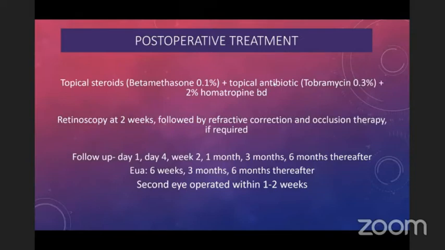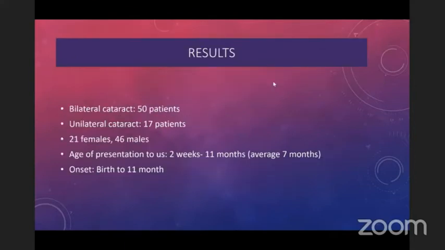Post-operatively, patients were started on topical steroids with antibiotic and homatropine, followed by retinoscopy at 2 weeks and amblyopia therapy. Frequent follow-ups were done with frequent examination under anesthesia, and the second eye was operated within 1 to 2 weeks. Bilateral cataract was more common in our study, seen in 50 patients, that is 100 eyes, and 21 females.